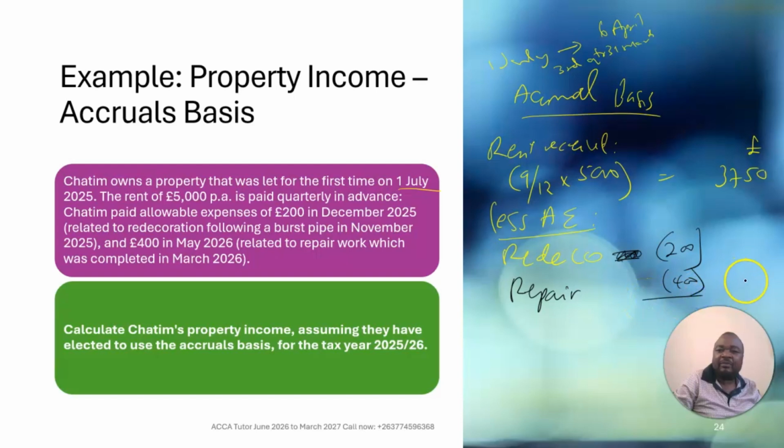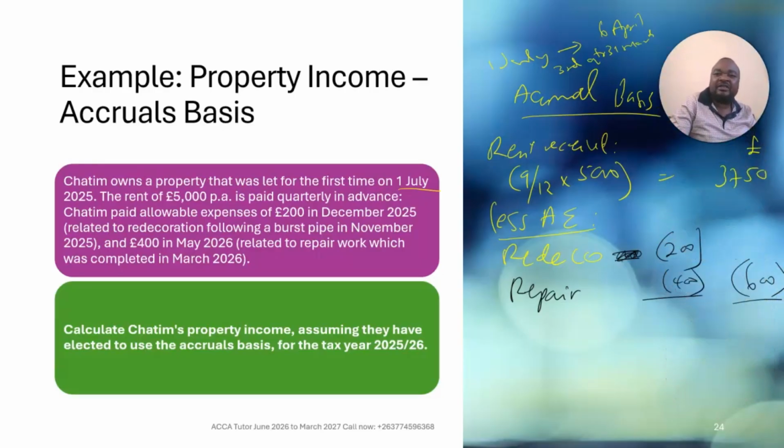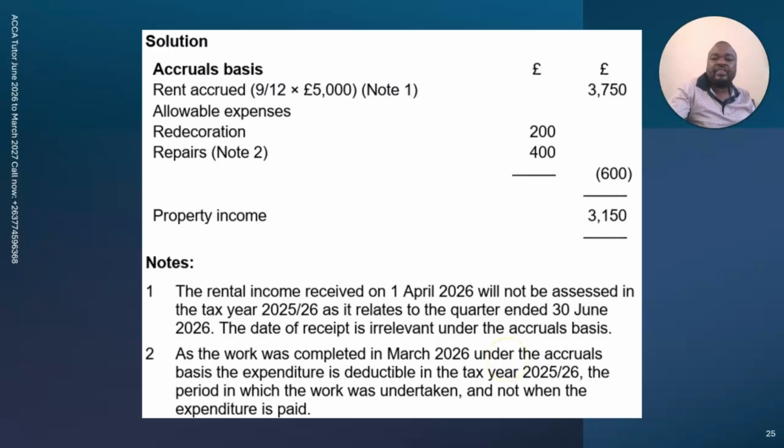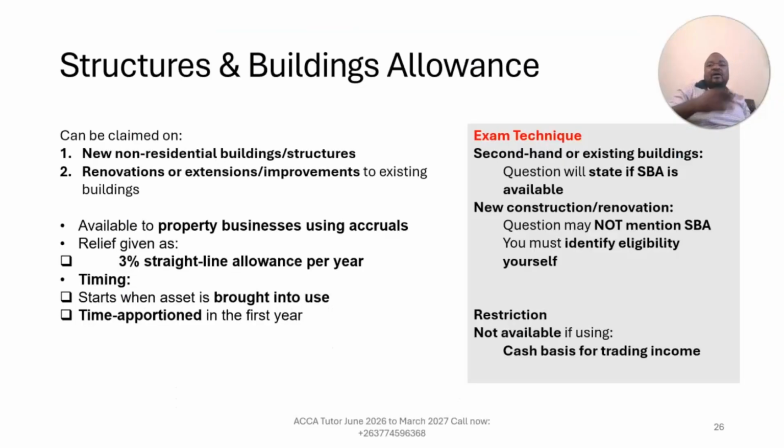We add them up, we get 600. We deduct this 600 from the 3,750. We are left with 3150. This is our property income. Okay.